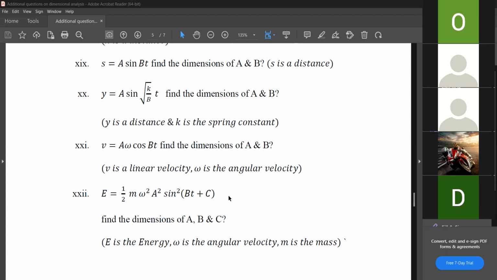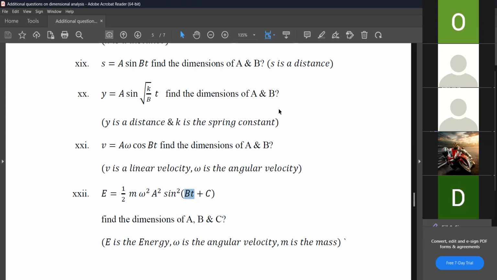Radian per second. Yes, very good. Is it the square of that, because it's sine to the power of 2? No. Although it is a square, inside that function there should be an angle. So BT is an angle. So B is radian per second.